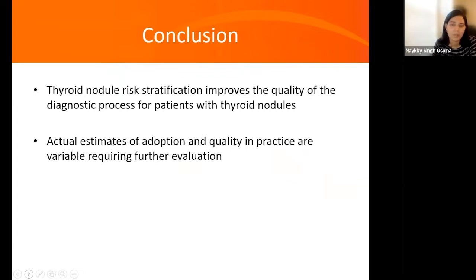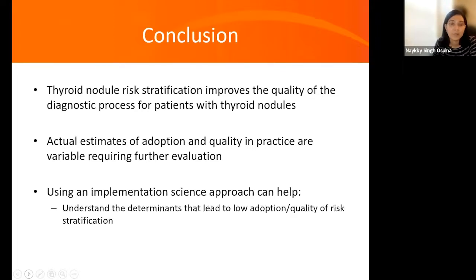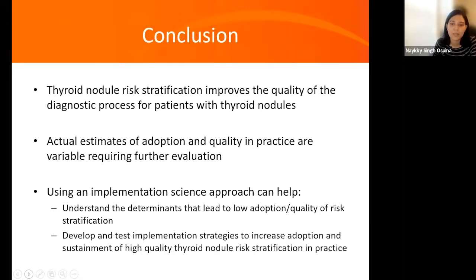So this is another area where we need to focus to try to understand really how many patients with thyroid nodules are actually getting a risk stratification, and to what degree of reproducibility and quality. And then I believe that using an implementation science approach can help us understand the determinants that can lead to low adoption and low quality of risk stratification, and then develop and test strategies that can increase that adoption and sustainment of high quality thyroid nodule risk stratification in practice, so that patients actually benefit from all the research that has been done in this space.